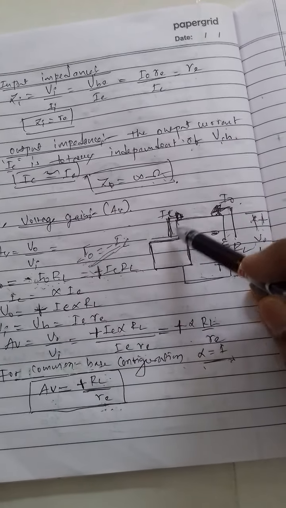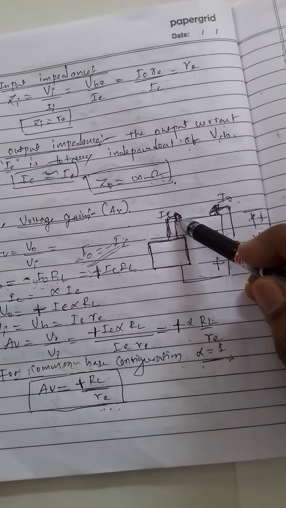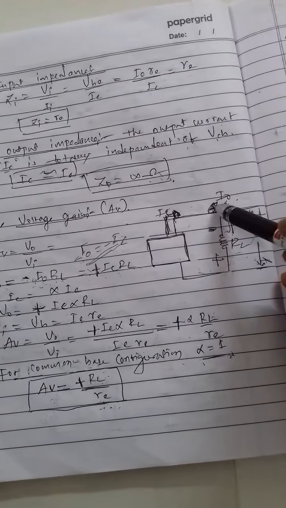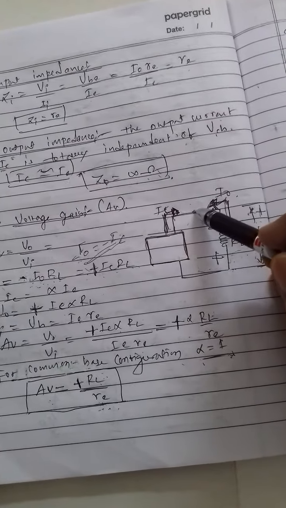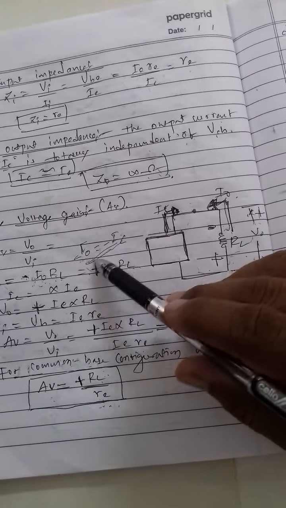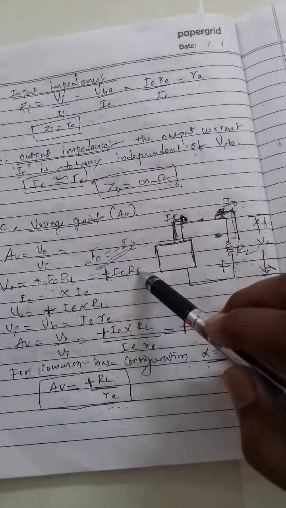Similarly, the collector current, the direction of the collector current through this output, is in this direction. The load current is in this direction. Both are in opposite directions, due to which the output current is IO equal to minus IC, and from that you can write plus IC RL.